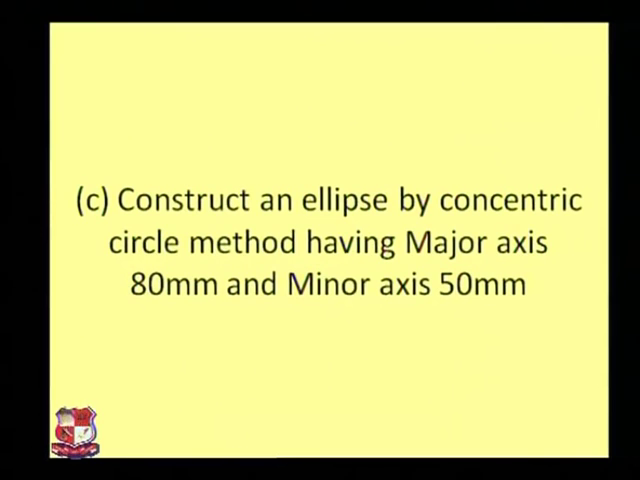This problem is of engineering curves. It has been given that construct an ellipse by concentric circle method having major axis 80 mm and minor axis 50 mm. It is very necessary to understand the terminology of ellipse first of all before starting any sort of method for drawing ellipse. Let's see how ellipse looks like first of all.